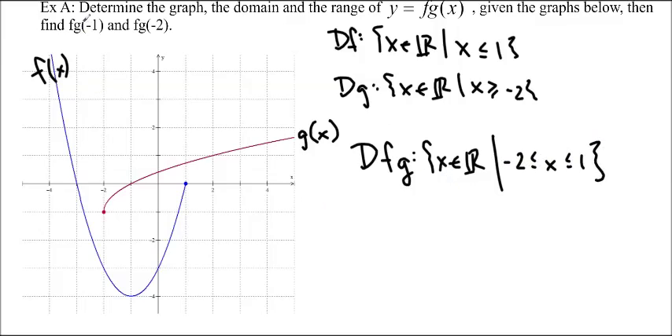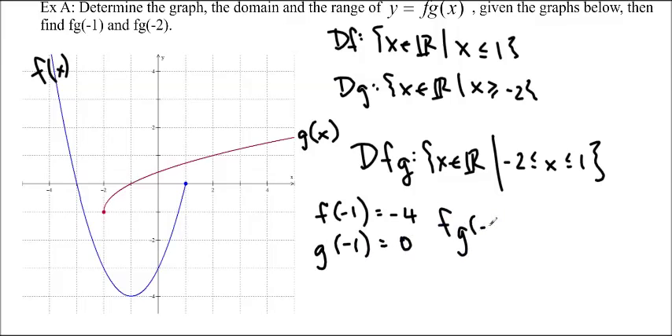It's pretty straightforward. fg of -1, so f of -1 is equal to, and I just look on the graph and you can see it's -4, and g of -1 is equal to 0. So fg of -1 will be -4 times 0, which is 0. Okay, so that's the value, and we can actually use that to graph it, so we're going to just draw that in there right here.